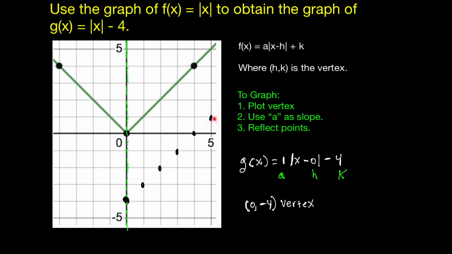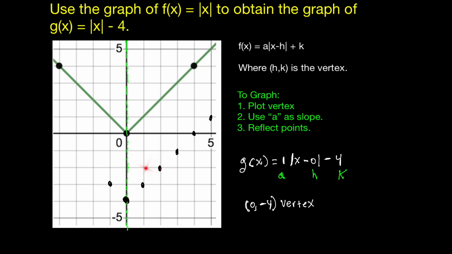Now I'm going to follow the last step. I'm going to reflect each point over this line of symmetry. They have to be equidistant from that line. So beginning at this point, it is 1 distance away from the line of symmetry. So the reflection has to also be 1 distance away.